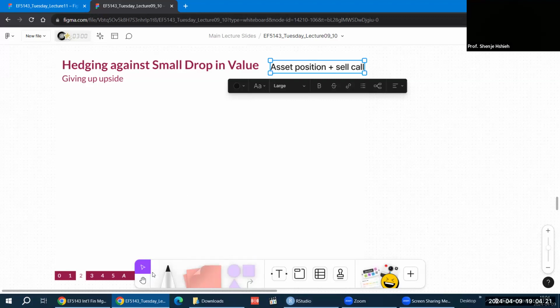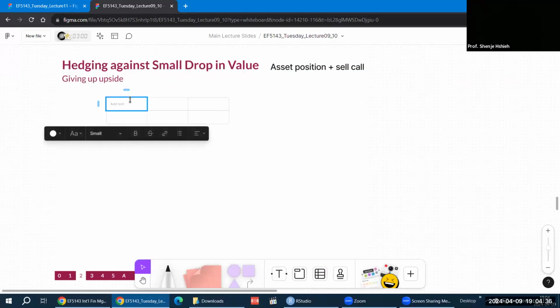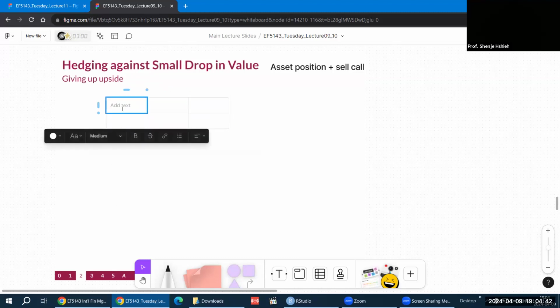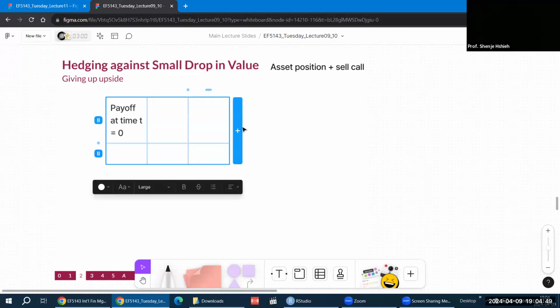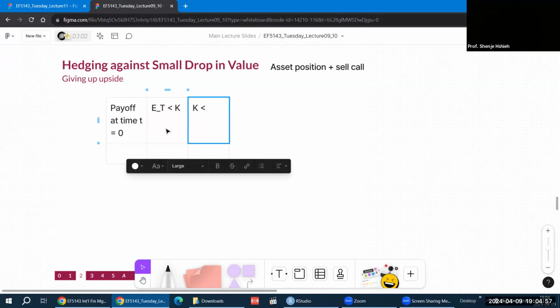So again, just like last week, I'm going to give you two ways to visualize or to think about analyzing our hedge. One is through a payoff table, and the other is through a graphical visual representation. So our table is going to look like the following again. You just highlight everything, make sure it's the same size. Medium, how about medium? And so we look at the payoff at time t equals 0, maybe larger. And E_T less than K, and K is less than E_T.